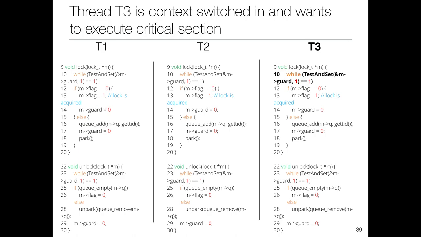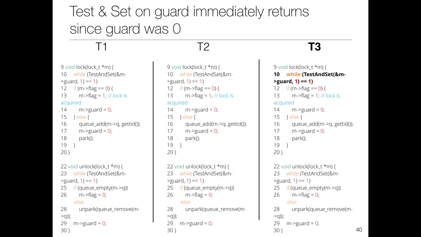Now thread T3 comes into action and it looks at this first line. Can it now set the guard? Yes. Why? Because the guard was unset by thread T1. T2 could also have set the guard variable, but T2 was not context switched in, so T2 was just unlucky in this case. T3 gets the guard variable.